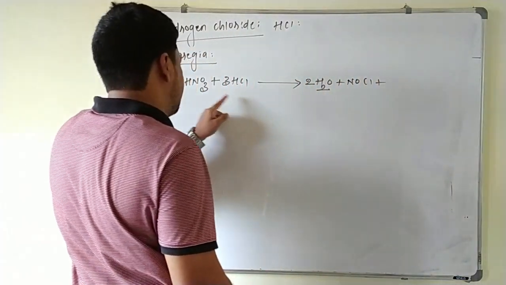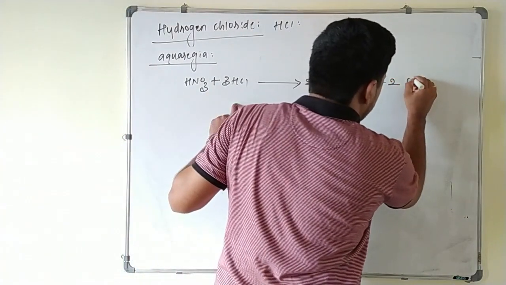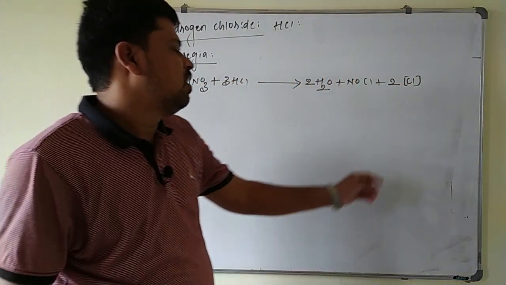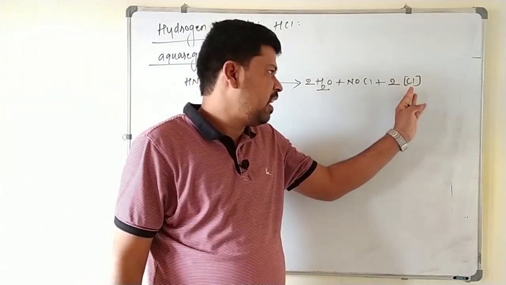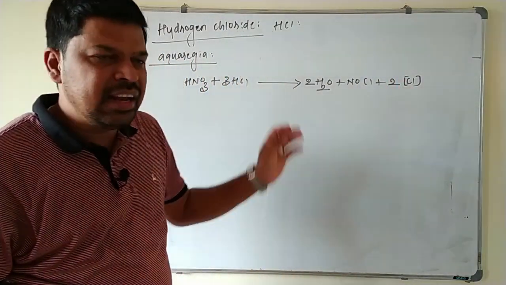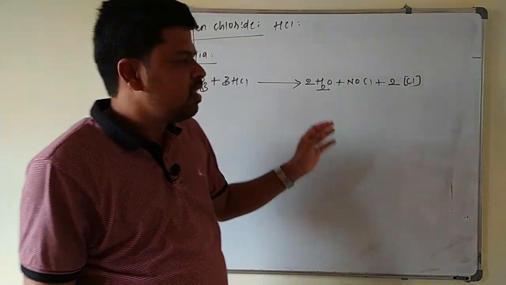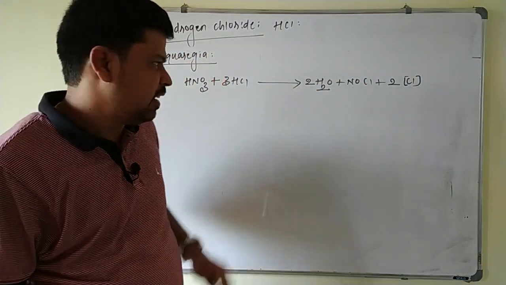This is nitrosyl chloride. After that it gives 2 nascent chlorine. Always keep in mind, it is not necessary to write that nascent atoms. Nascent atoms are nothing but elemental atoms. They are highly reactive. We can write it in the square box, round box, whatever you want. Nascent means they are highly reactive, that's it.